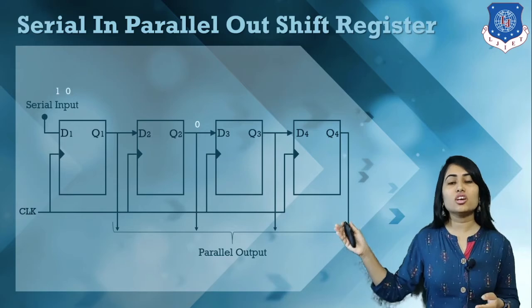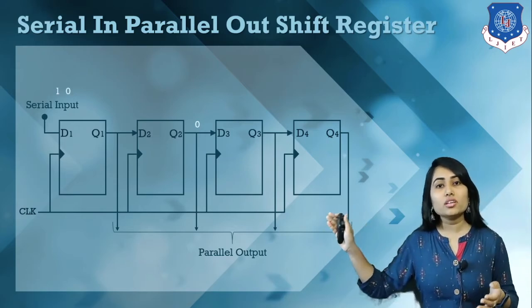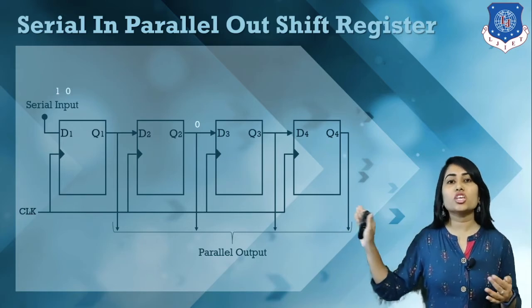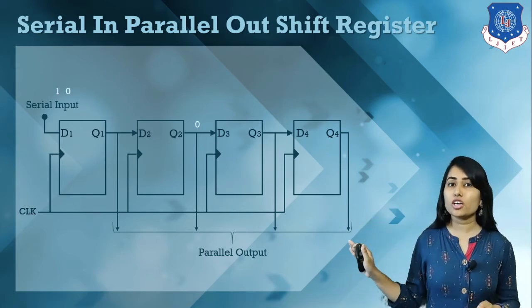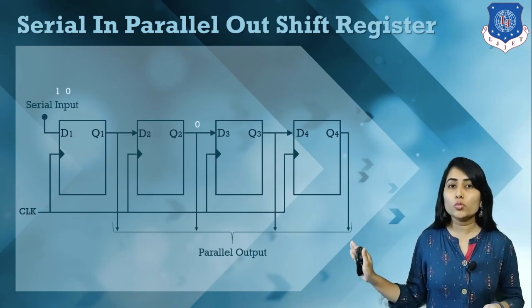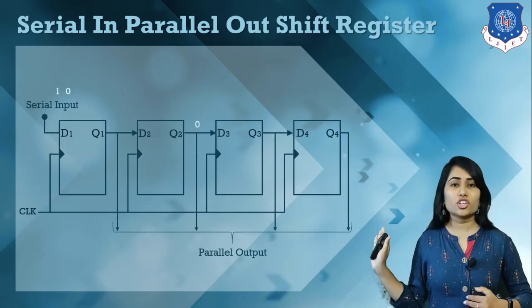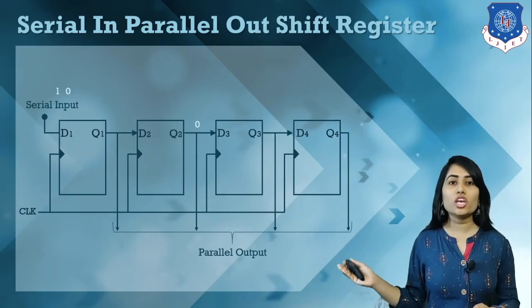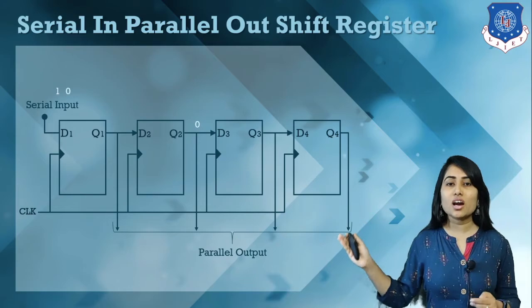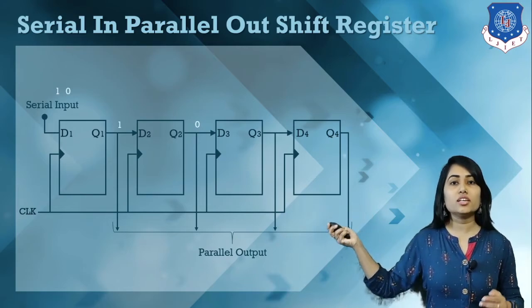Here we connect Q1 with D2, that means whatever the output of the first flip-flop is given to the second flip-flop, whatever the output of the second flip-flop is given to the third flip-flop, then whatever the output of the third flip-flop is given to the fourth flip-flop. So for shifting we connect like this. Whenever a new bit arrives our data is shifted like this and this bit is present over here.